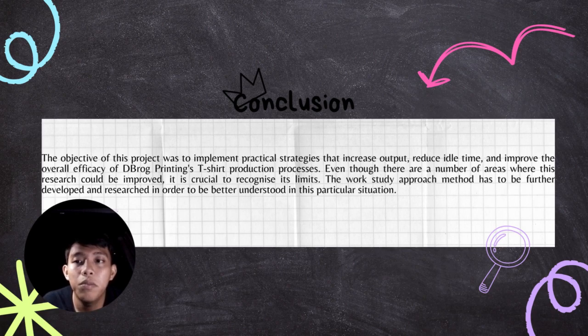Okay, right now we are at the last part of this report, which is the conclusion. The objective of this project was to implement practical strategies that increase output, reduce idle time, and improve the overall efficiency of Debrog Printing's t-shirt production process. Even though there are a number of areas where this research could be improved, it is crucial to recognize its limits. The work study method has to be further developed and researched in order to be better understood in this particular situation.